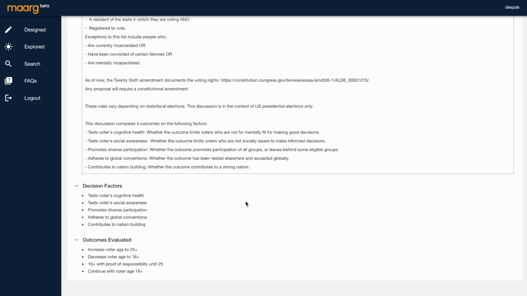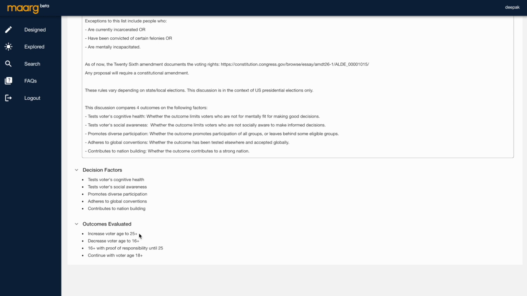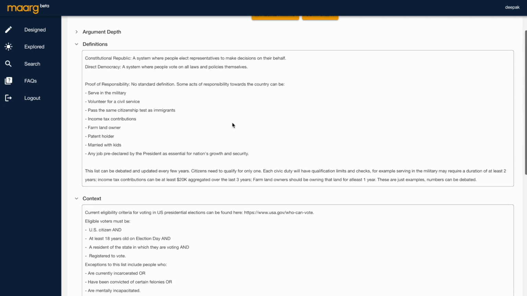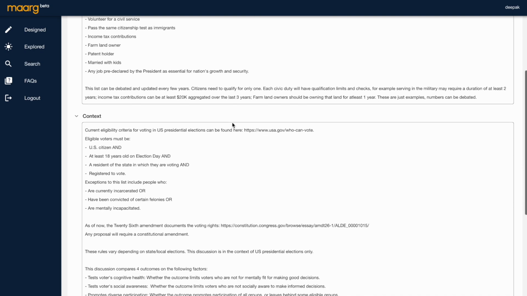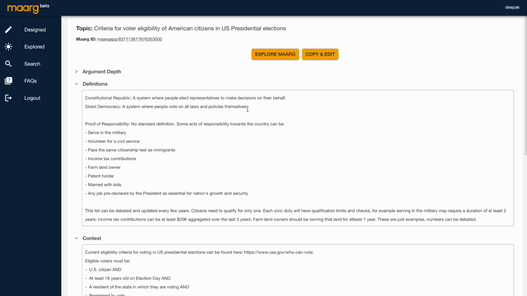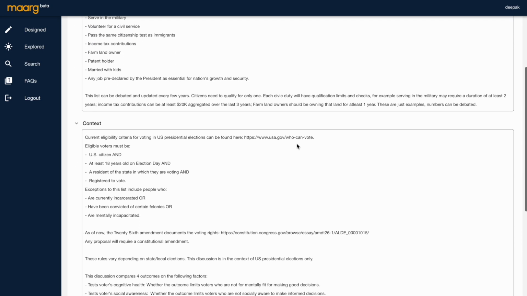The job of the Maarg author is to just document all sort of factors and all sort of outcomes, and then try to argue on each outcome based on each factor, and then the readers make their own decision. So this is the context, and definitions again are fairly important here, because anything that we talk in terms of voting and elections, different people may have different types of understanding of what is the eligibility, what do we mean by eligibility, what do we mean by direct democracy, and what do we mean by proof of responsibility. So again, this is a job of the Maarg author to document as much as possible.